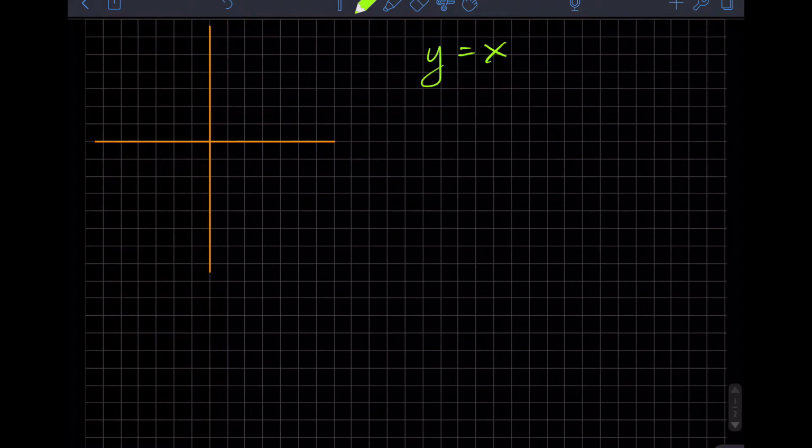Variation, and all its myriad differences, I guess. I couldn't find the word. So variation. It's quite simply a function like y equals x is variation, and more specifically, direct variation. What do I mean by direct variation?